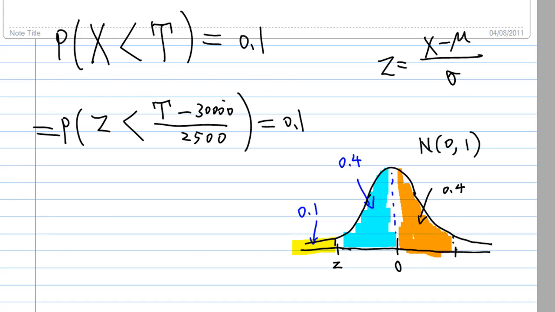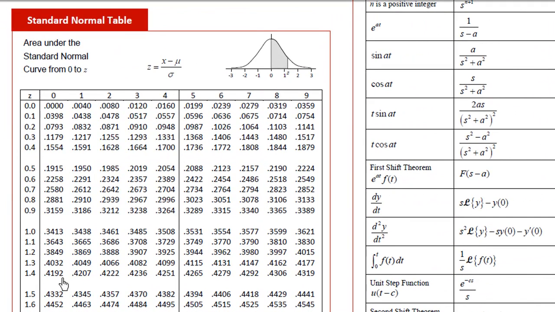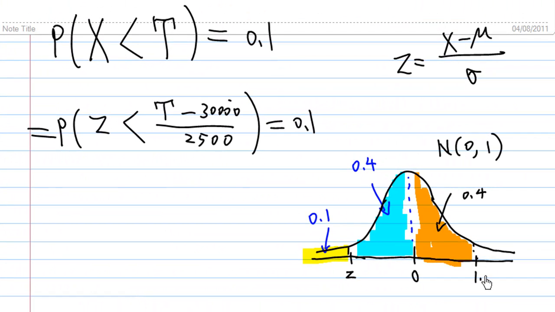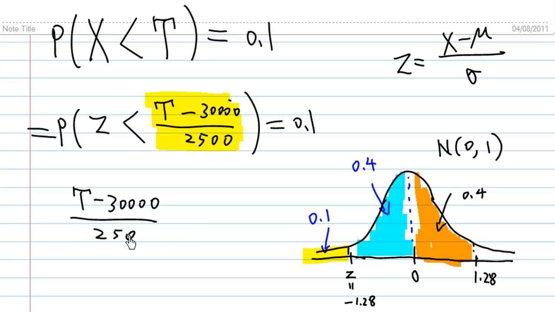Based on the table, if you want the area 0.4, the nearest area you can get is here, which is 0.3997, and this happens when the Z value is equal to 1.28. That means this value is 1.28. Therefore, since our Z is on the left-hand side, this is minus 1.28. So the number we're looking for, I want the area less than some number, which is T minus 30,000 over 2,500, is equal to minus 1.28.